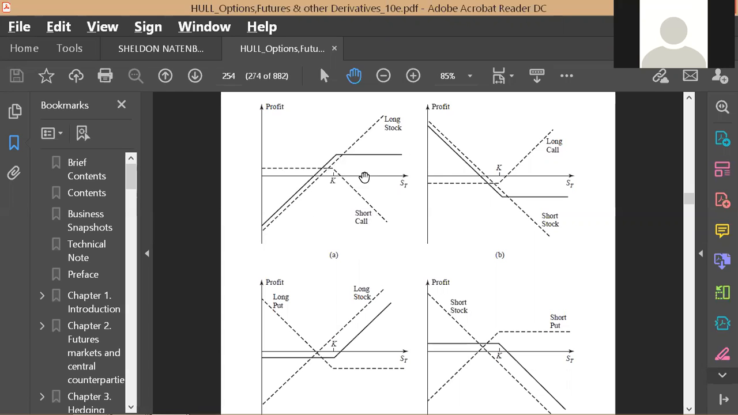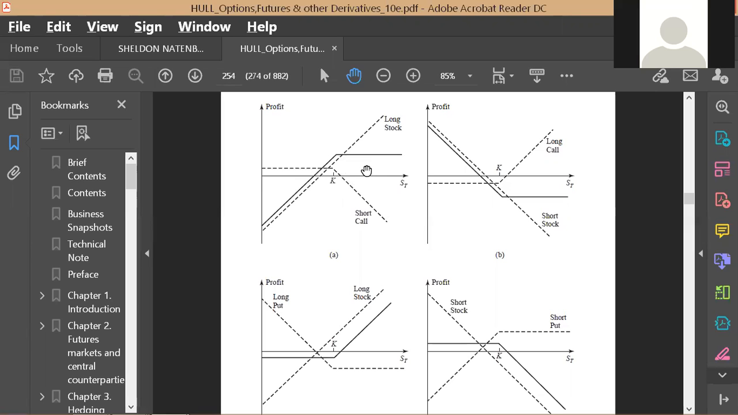You can see that if you go above the strike, what do you need? You need something which is constant. For all market prices above K, you need a constant profit. It need not be the exact same profit. When we say synthetic equivalent, it doesn't have to be the exact same profit, but it needs to have the basic structure of the profile.